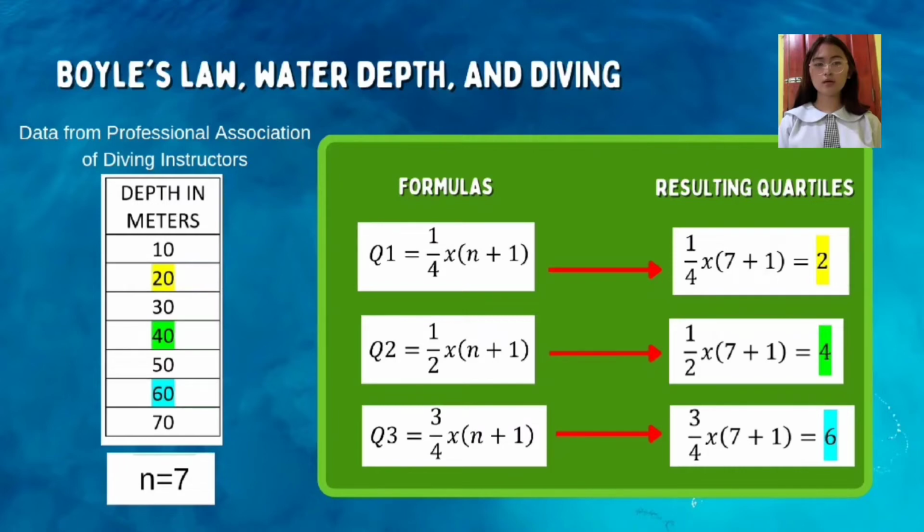We have 7 data points from multiples of 10. We arrange them in descending order if we are going to integrate measures of position and get the quartiles. These are the following formulas.